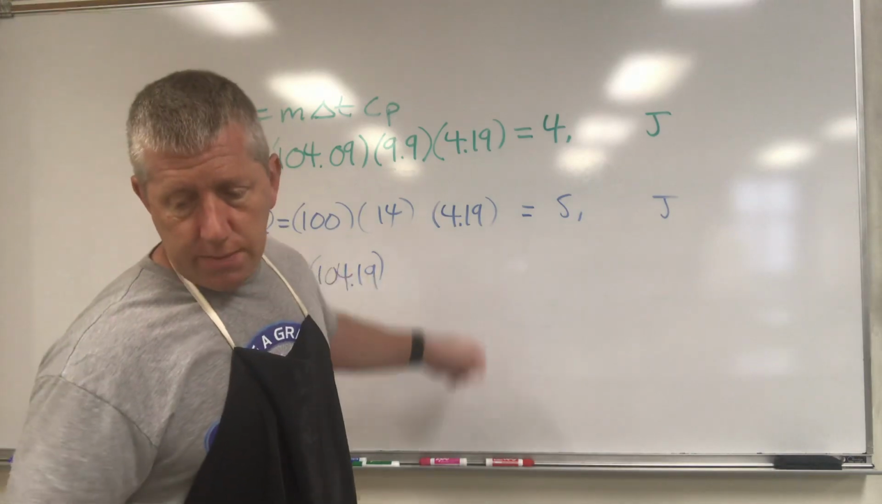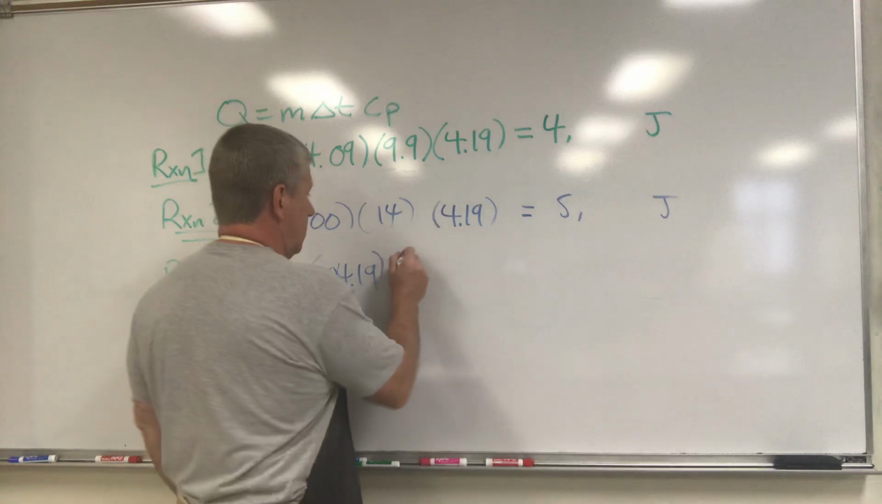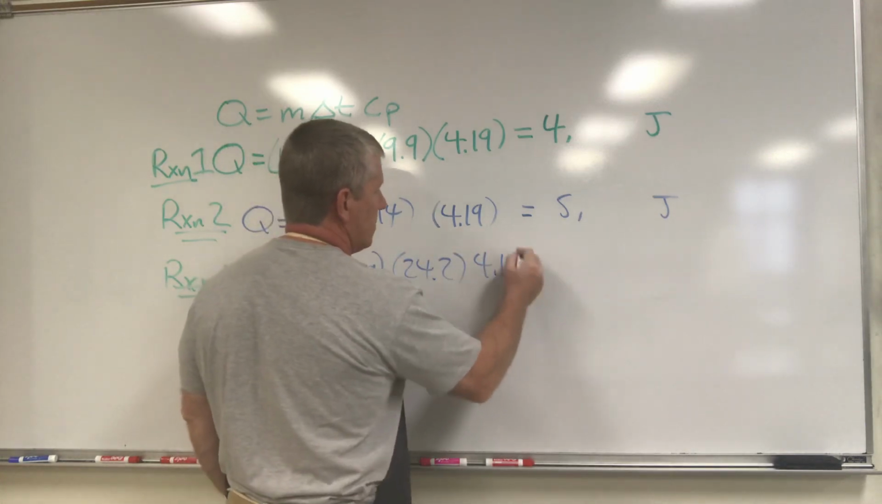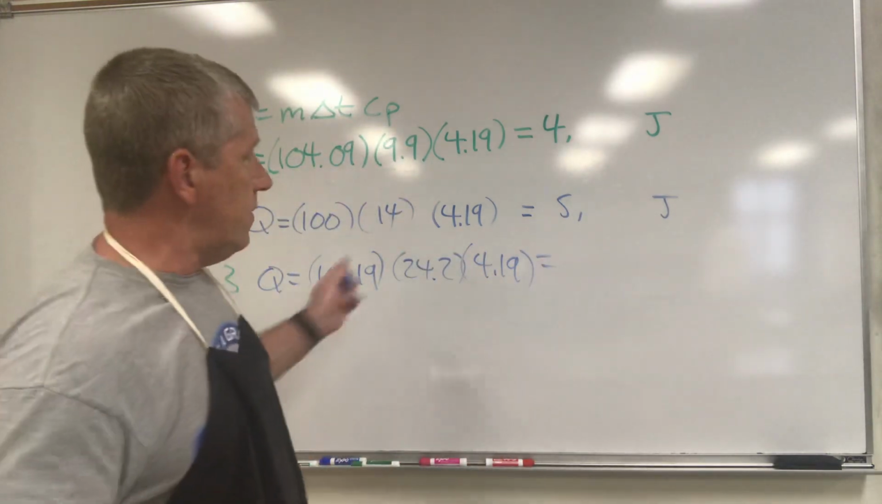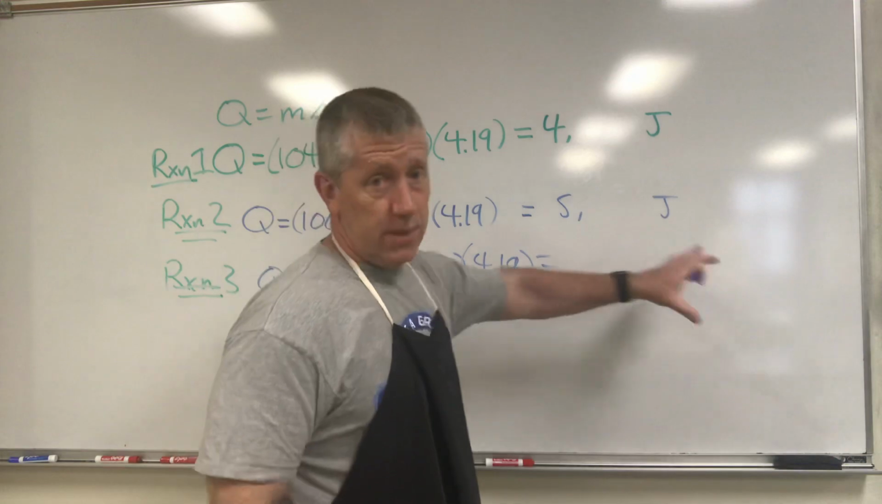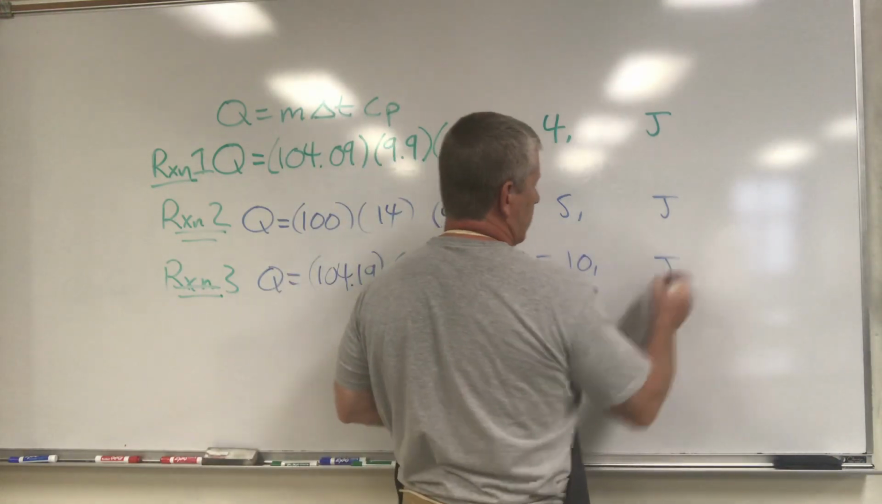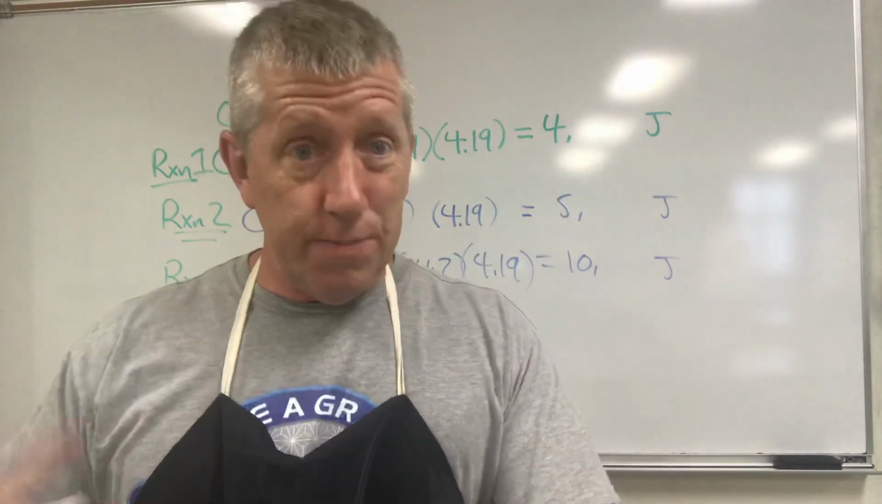There's a difference of around 24.2 degrees, and it's 4.19 once again for that solution and its specific heat capacity. You do that out, and you come out with like 10,000 and something. Right? This is 10,000 blah, blah joules. Okay, that's part B. That's the most labor-intensive part of the calculations.